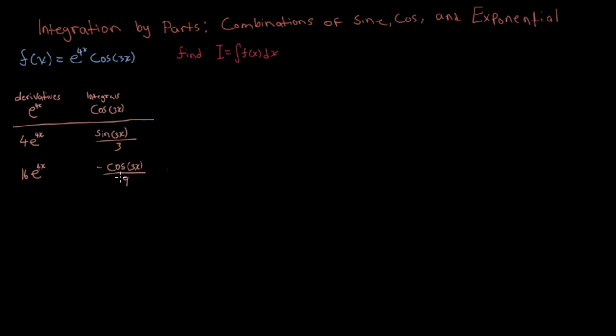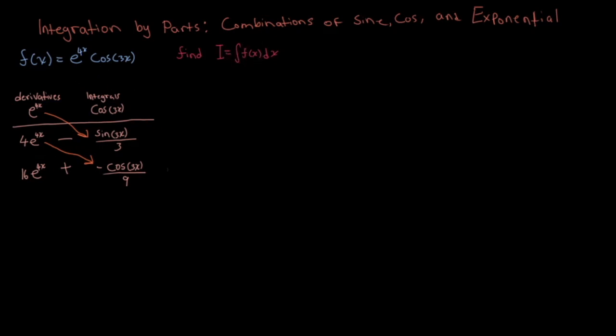So how would we evaluate this? I'm going to write my minus sign here as before, and my plus sign here as well. I'm also going to draw the arrows just like before. I'm going to draw an arrow from the e to the 4x pointing to the sine function, and another arrow pointing here. And then I can go ahead and find my integral. Again, the question is asking us to find I, which is the integral of f of x dx.